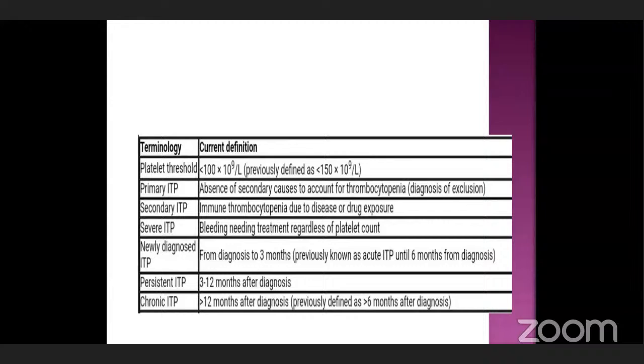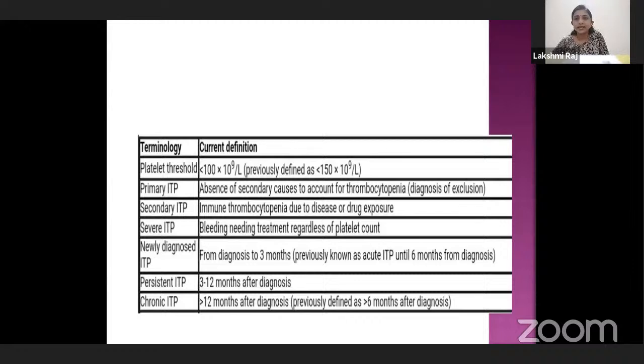So certain definitions in ITP. First of all, the platelet threshold. The platelet threshold is less than 1 lakh per millimeter cube. That is what we take as the definition of thrombocytopenia in ITP. Primary ITP means there is absence of secondary causes to account for thrombocytopenia. That is, it is a diagnosis of exclusion. I told before, we have to exclude other causes and then reach the diagnosis. We don't have a single test which is diagnostic of primary ITP. We are making a diagnosis of exclusion.